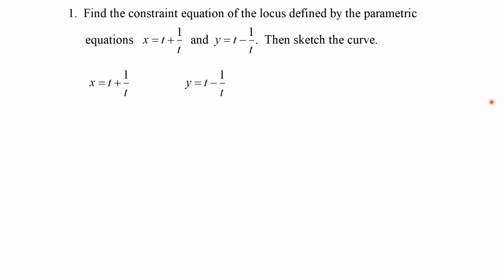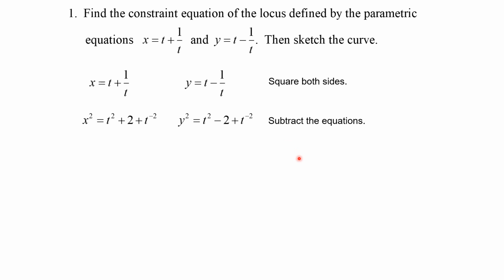So x, y. The easiest way to get y in terms of x would be squaring both sides. The methods can vary on how to get y in terms of x, depending on the x and y given. So when you square both sides, you get this. And the next step, since you have t² and t⁻², it will be wise to subtract these two equations.